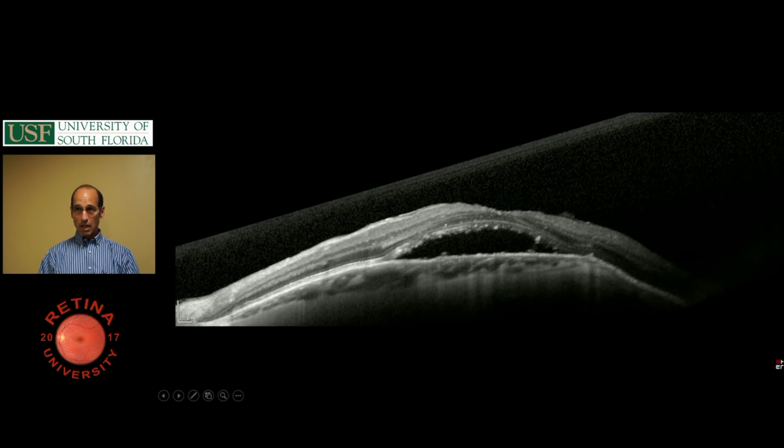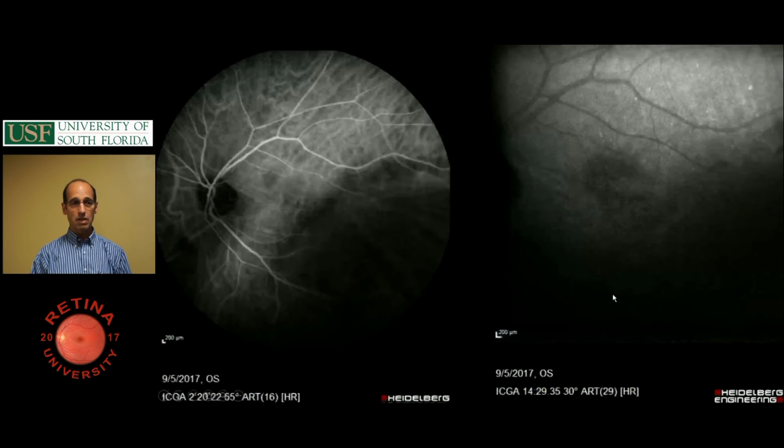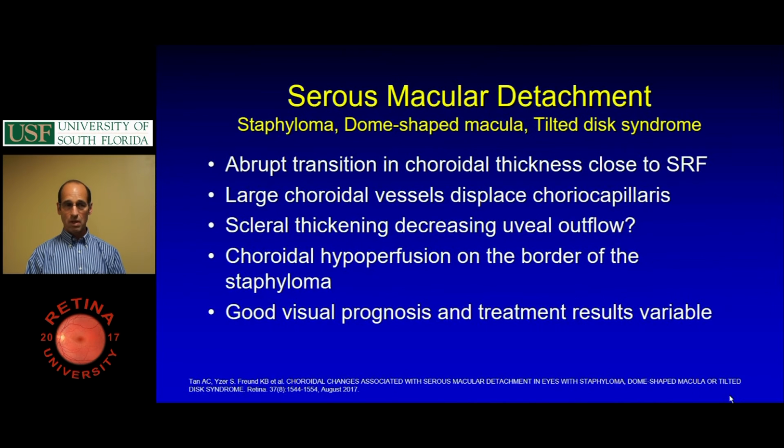There is an entity where the fluorescein doesn't really show much. There's sort of hyperfluorescence around the edge. The ICG doesn't really show anything. It's mostly dark. So this is probably not neovascular. This is probably a serous macular detachment associated with a staphyloma or dome-shaped macula or tilted disc.